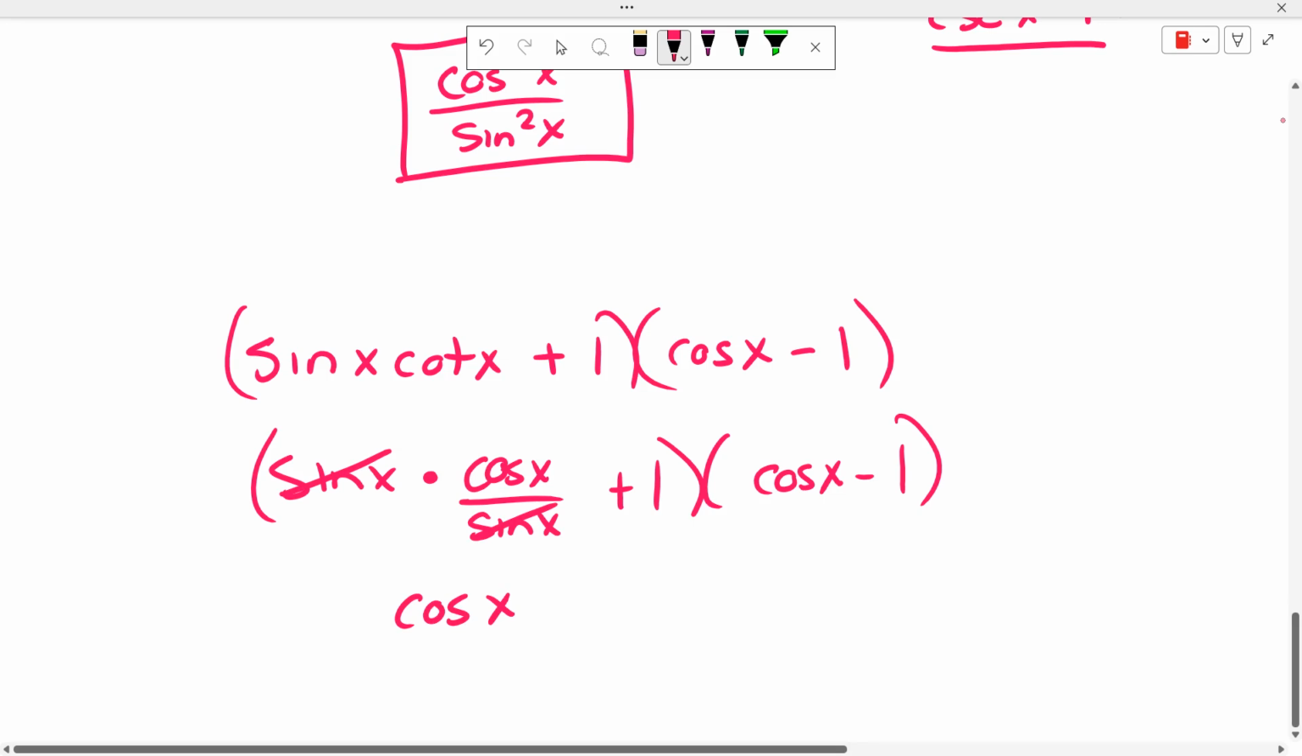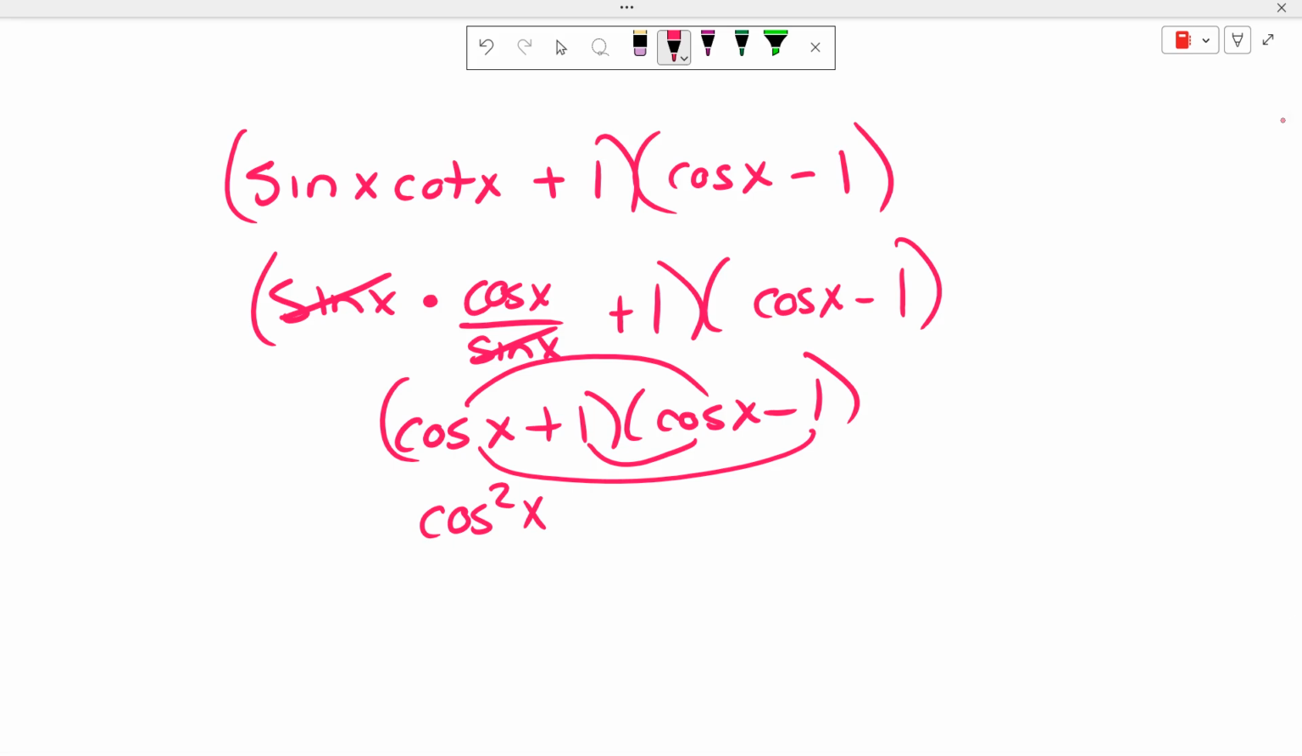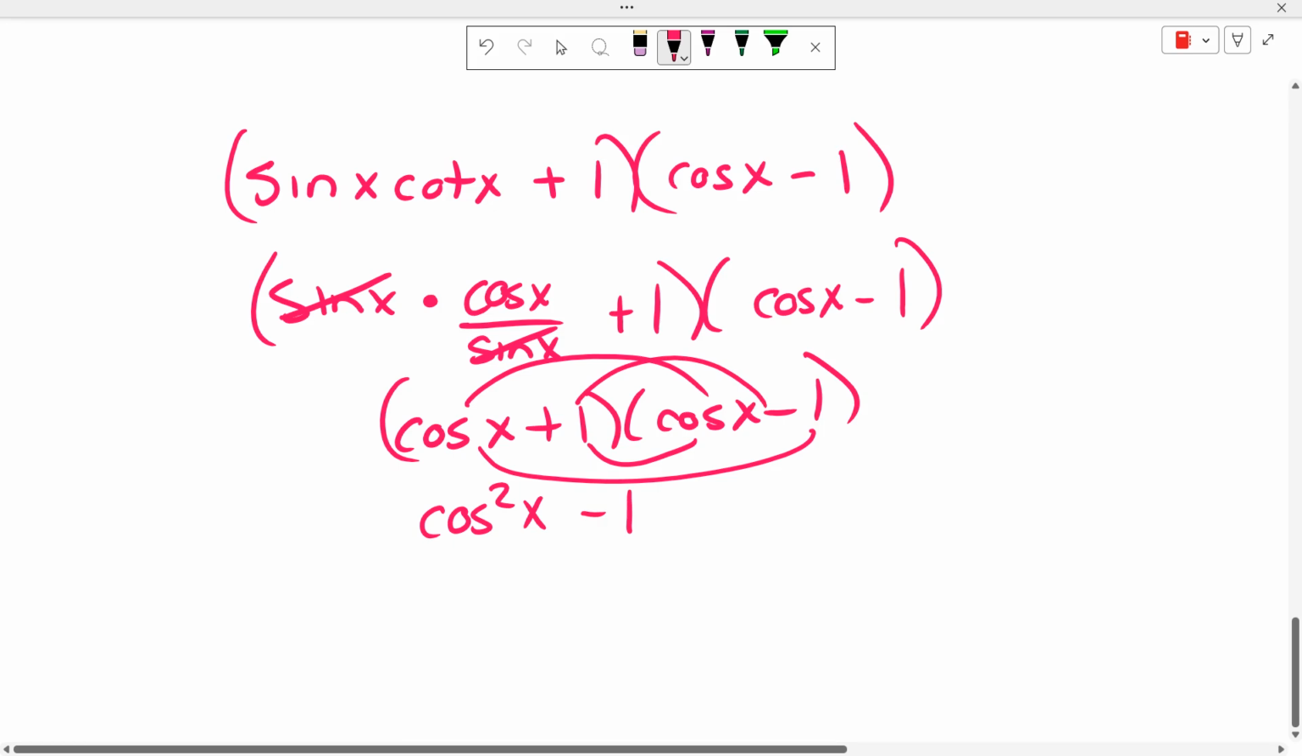So I have cosine of x plus 1 times cosine of x minus 1. And now, what's the four-letter F word that I do? FOIL. Cosine squared of x. Outers and inners do what? Cancel because they are what? Conjugates. 1 times negative 1 is negative 1. Cosine squared of x minus 1. That's as simple as it can go, right? No.